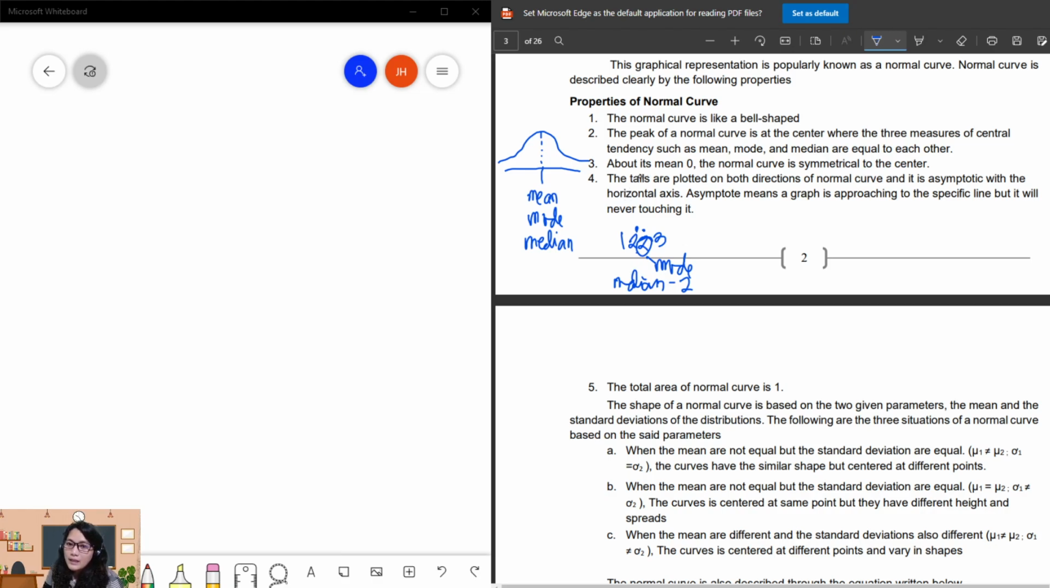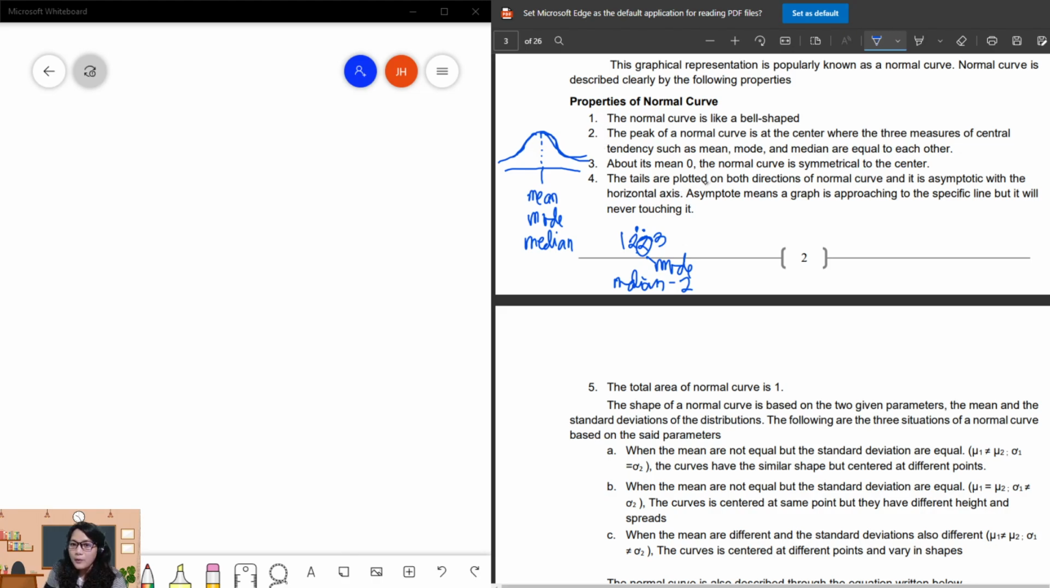Next, about its mean 0, the normal curve is symmetrical to the center. Here is the same as this side. So the left is equal to the right side, or symmetrical.